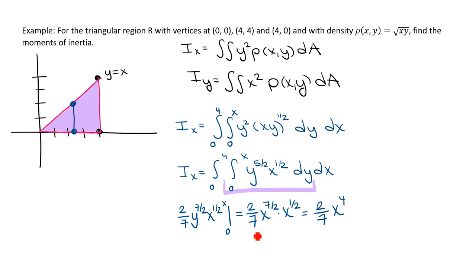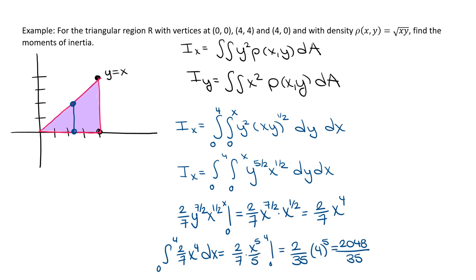If I plug in the x, I get 2/7 x to the 7/2, x to the 1/2. If I plug in the 0, I get 0, so I won't write that down. Then we can add the exponents: 7/2 plus 1/2 is 8/2, or 4. And so this simplifies down to 2/7 x to the 4th. And then I'm going to integrate 2/7 x to the 4th with respect to x.